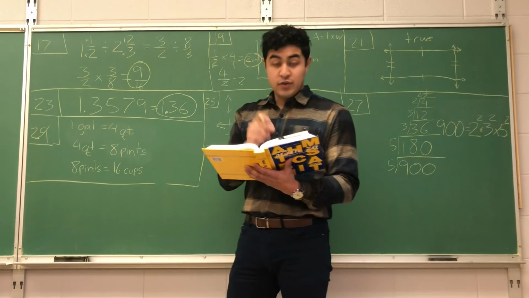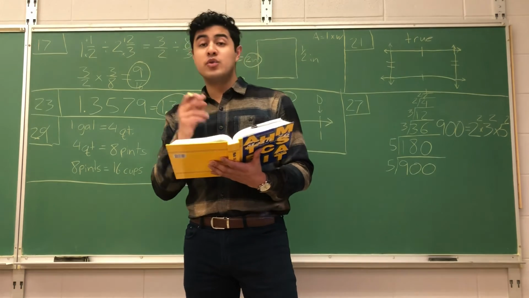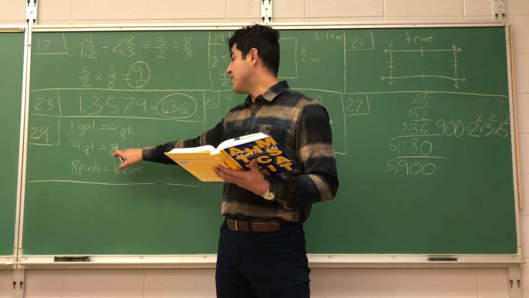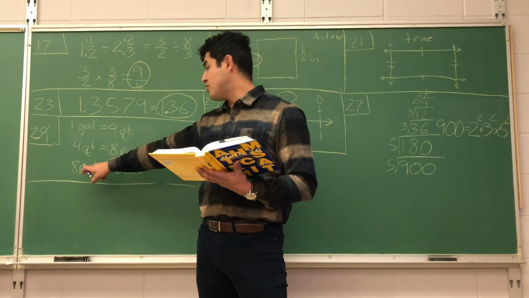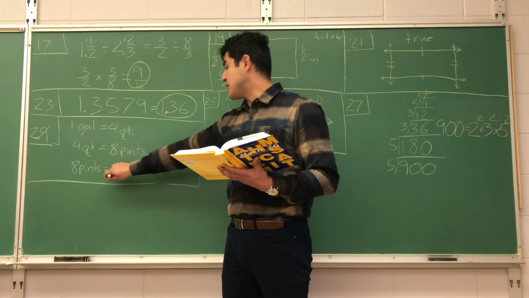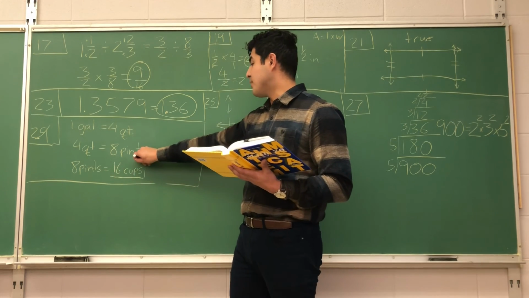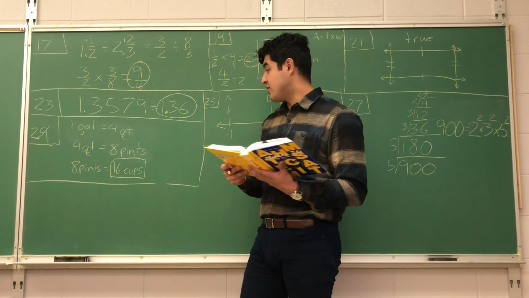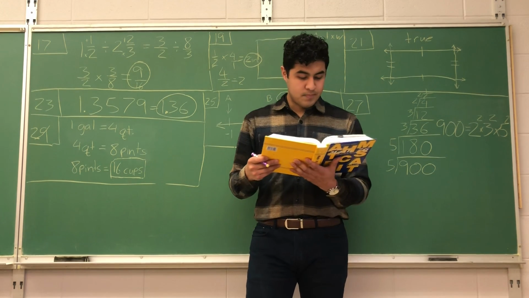So if you look at your chart again, there are 2 cups in 1 pint. But again, we're looking for the information of 8 pints. So I take 8 times 2. 8 times 2 is 16. So that gives me the information that I'm looking for, 16 cups. So the answer to number 30 is 16 cups. All right.